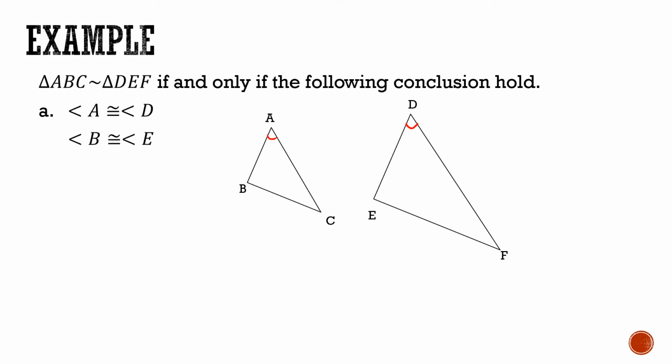Angle B is congruent to angle E. So this is a right triangle, so they are both 90-degree angles. And angle C is congruent to angle F. Now the ratio of their corresponding sides should be equal. So AB over DE is equal to BC over EF and AC over DF.